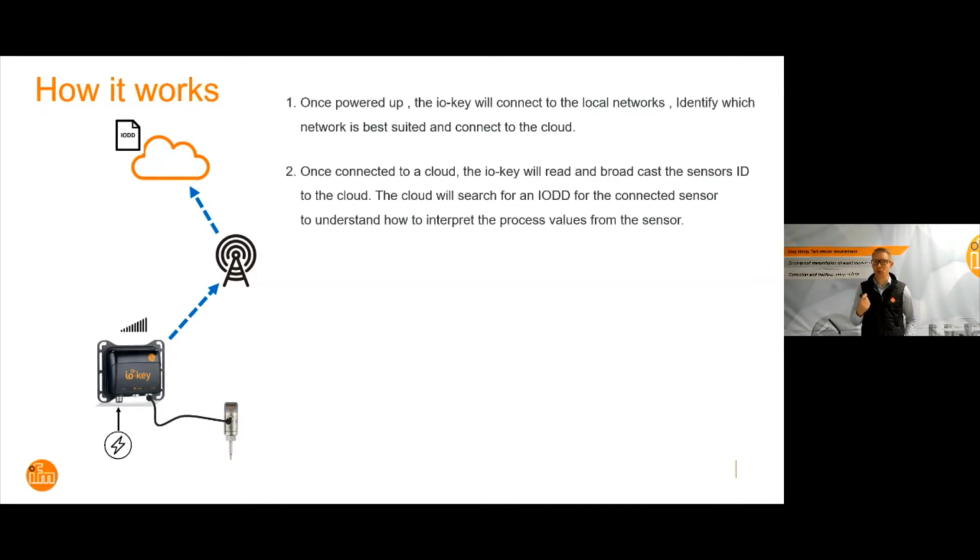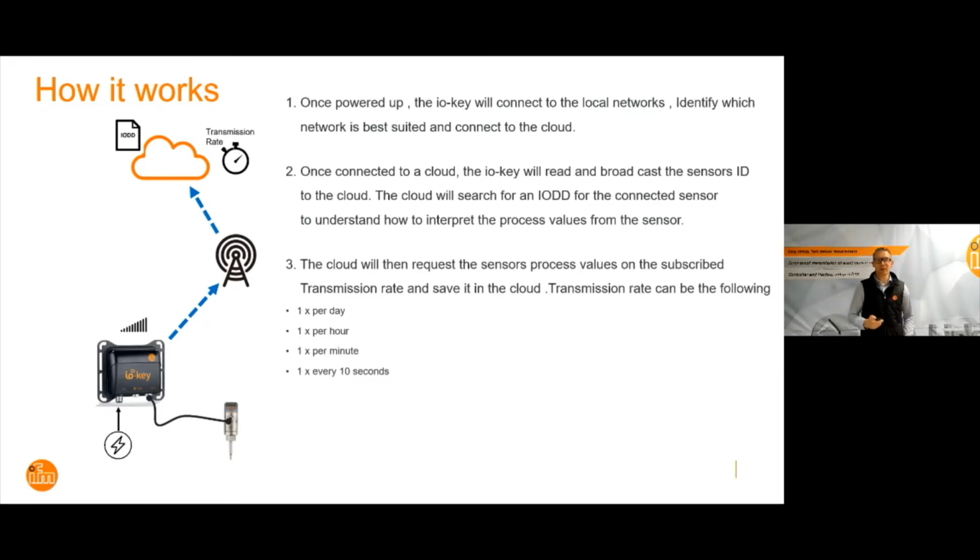The cloud will then search for what we call an IODD file from a database. Now, the IODD file is a device description file for the sensor. It explains a bit about the sensor and how to manipulate or interrogate the process values from the sensor. So it's quite important that we know what type of sensor it is that's connected and what type of data it's broadcasting. Okay, so once the IODD has been found and loaded into the cloud, the next step is the cloud will then start requesting the sensor's process values on a subscribed transmission rate and start saving it in the cloud.